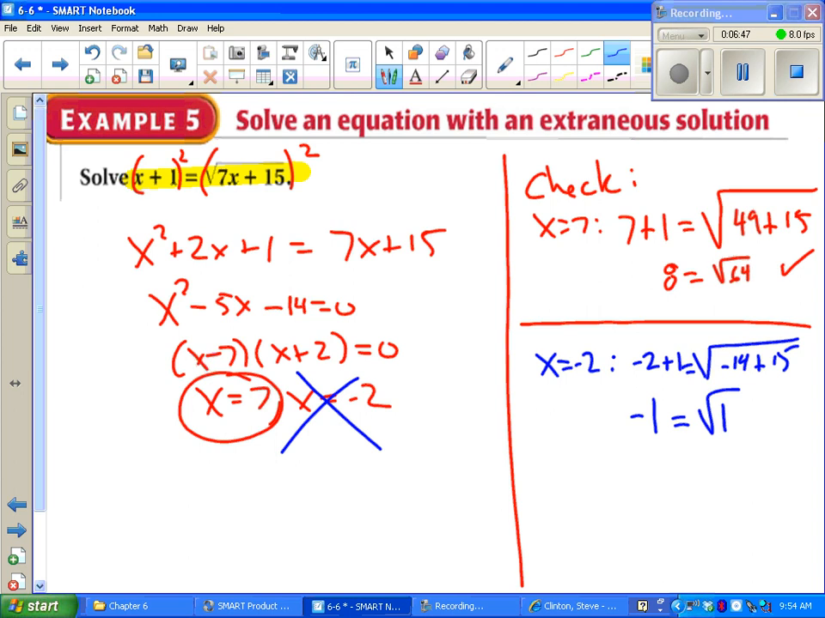A common mistake that students make is throwing away the negative answer just because they think negative's not going to work. That's not always true. You've got to plug the numbers in and see which one works. In fact, I believe in the next example, the negative answer is going to be the one that works. So let's take a look.